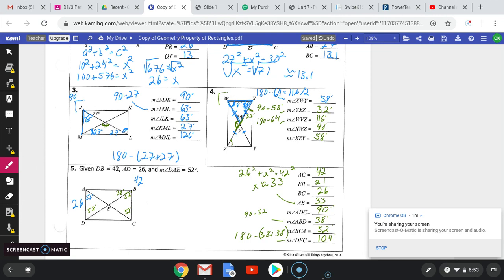Measure of angle BCA is going to be 52 because it's alternate interior to the original angle that you're given. And the measure of angle DEC is 104 because if I know these two angles in the bottom are 38, I know triangles add up to 180, so 180 minus the 38 added together.